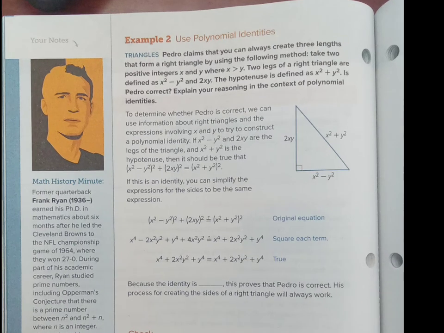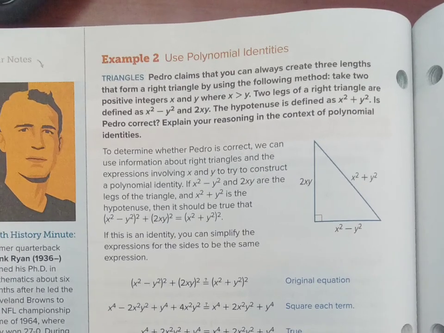Think about math still. Pedro claims that you can always create 3 lengths that form a right triangle by using the following method. Take 2 positive integers where x is bigger than y. The 2 legs of the right triangle are defined as x squared minus y squared, and the other one is 2xy. And then the hypotenuse would be this. So he's making some statement that we're going to try to prove. And we're wondering, is Pedro correct? So explain your reasoning in the context of polynomial identities.